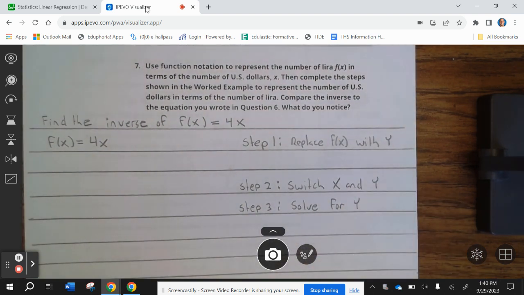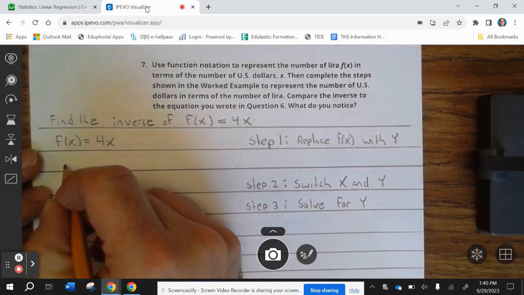Use function notation to represent the number of lira f of x in terms of the number of US dollars x. Then complete the steps shown in the worked example to represent the number of US dollars in terms of the number of lira. Compare the inverse to the equation you wrote in question 6. What do you notice? Okay, so we're going to find the inverse of f of x equals 4x.